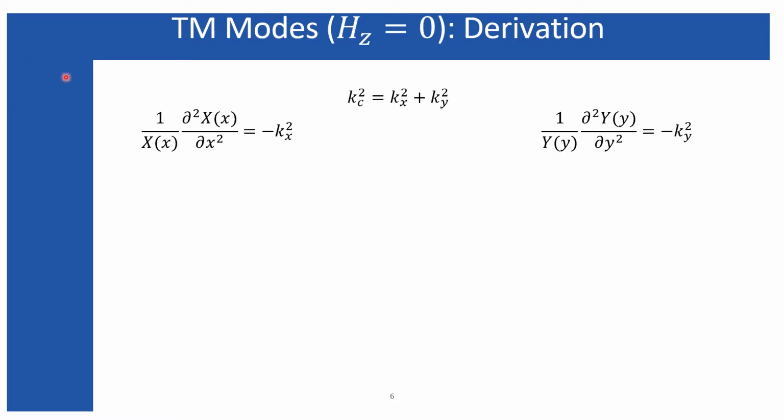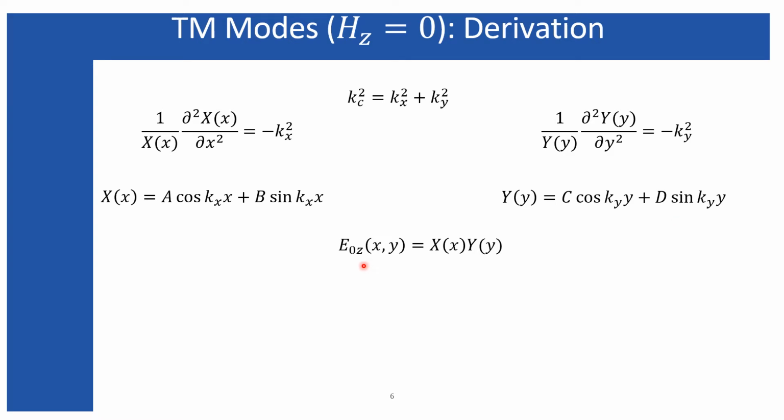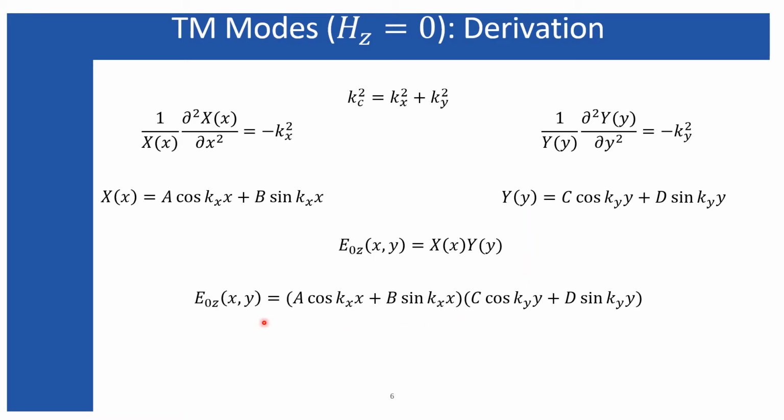And here is how we get those solutions. From these two equations, the general solution for the x dependent variable is represented by this one, whereas the y dependent variable can be represented using the general solution this way, where a, b, c and d are arbitrary constants. Now, as per the definition of E naught z x y, which I have assumed as the product of x and y, we can simply multiply this x and y, and I get these xy or transverse variations of the longitudinal electric field component.